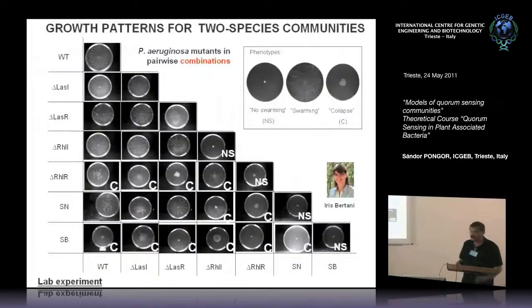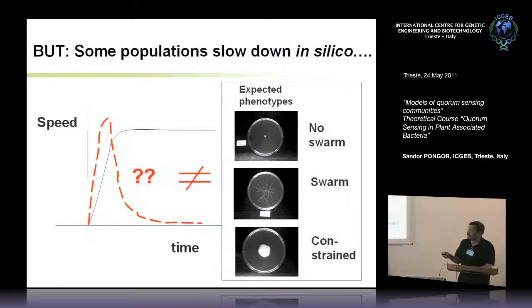Then Iris Bertani in Vittorio's group did a large study of making pairwise communities of wild-type and mutants. This is a Pseudomonas aeruginosa model, deleting certain genes and making pairwise combinations. This is a matrix-like arrangement, as you see, and on the diagonal we find the behavior of that cell alone, because this is wild-type against wild-type. This is how wild-type behaves, and this is how the various mutants behave. And here we do see a third, unexpected phenotype appearing, where a cell doesn't swarm, no swarming, but we have something which we called collapse, because it was speed and then stop.